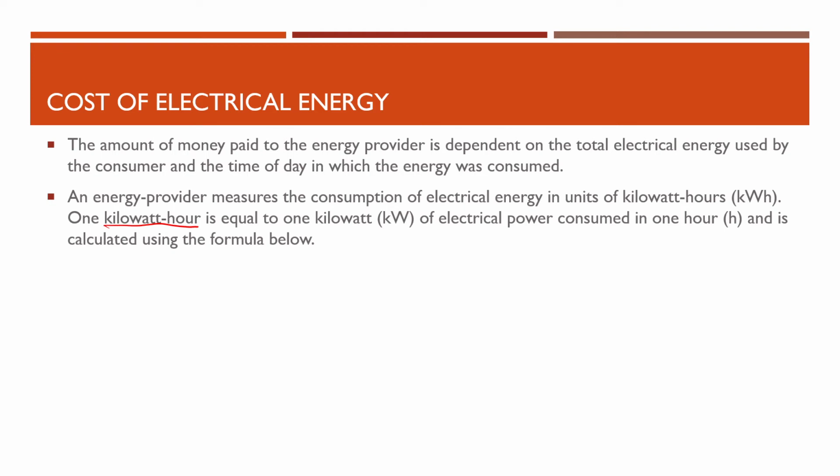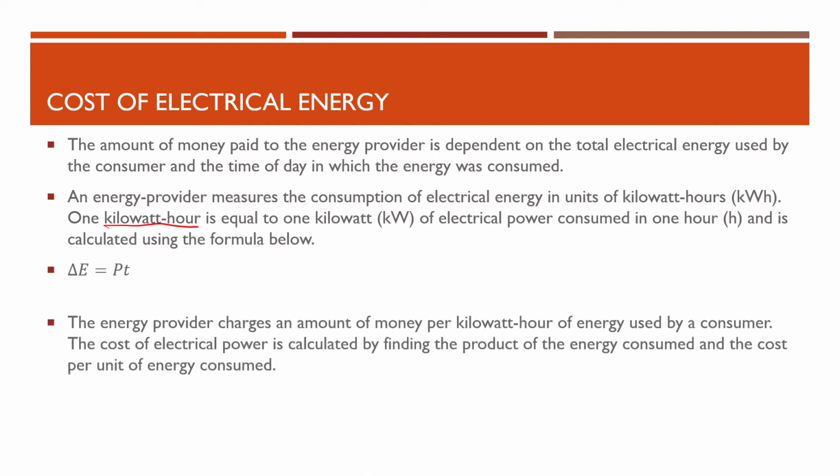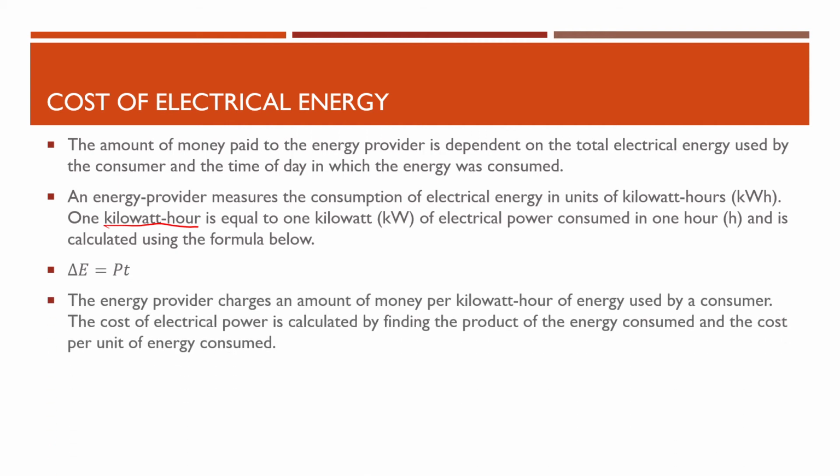And it is calculated using the formula below. So delta E equals P times T. So that's all here. So that's how much energy we use. So P times T, so I would copy that down. That's just rearranging P equals delta E over T, one of the equations we have already.